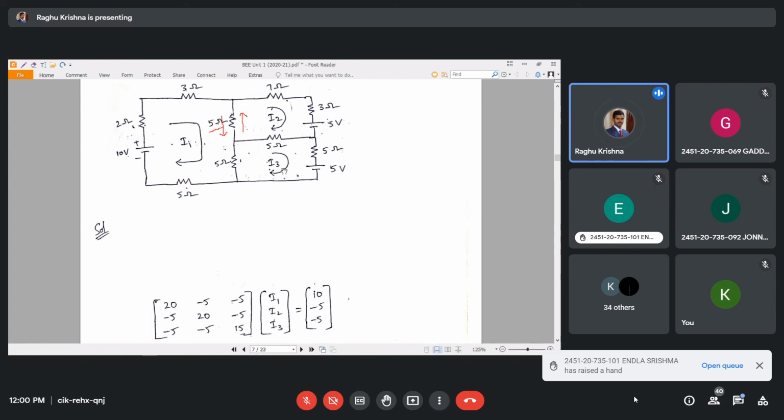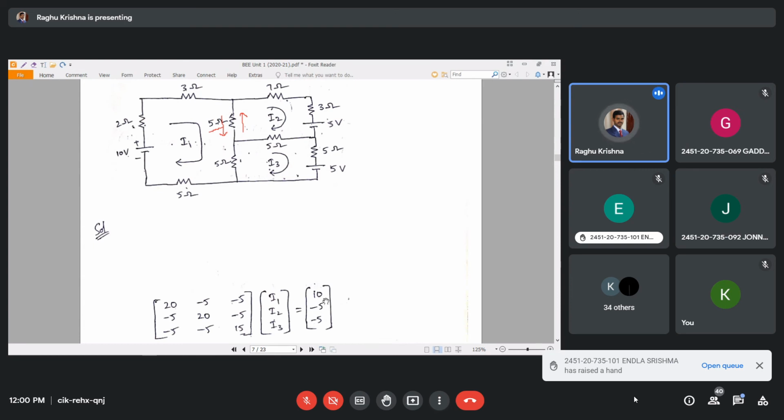Next, take the third loop. What is the common resistor for 1 and 3? This 5, take -5. So 3 and 2, this 5 ohms is common, so -5. And for this loop 3, add all the resistors, 5 plus 5 plus 5, so 15. I1, I2, I3.